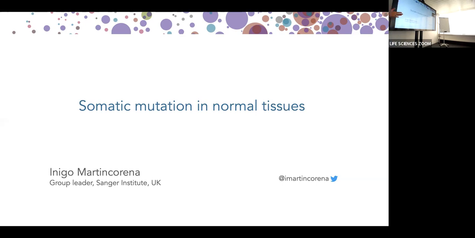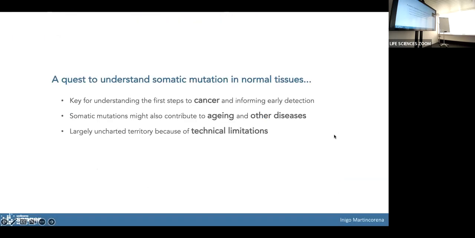So what I thought I would do is give you a bit of a summary of the journey that we have taken in the past few years, trying to unravel somatic mutation in normal tissues. The focus of my group and of my close collaborators, Peter Campbell and Mike Stratton at the Sanger Institute, is trying to understand somatic mutation in normal tissues.